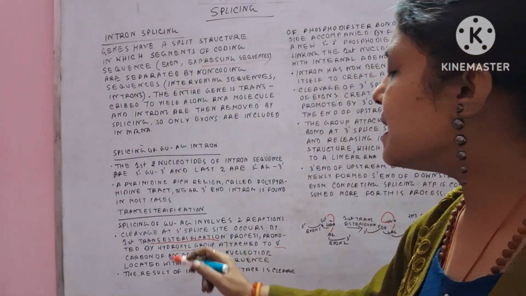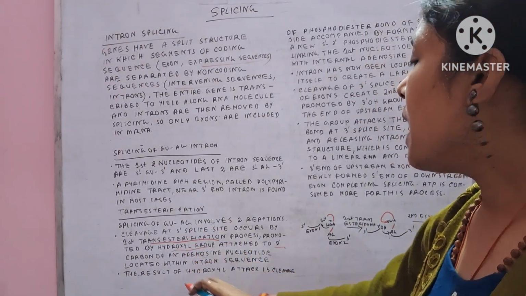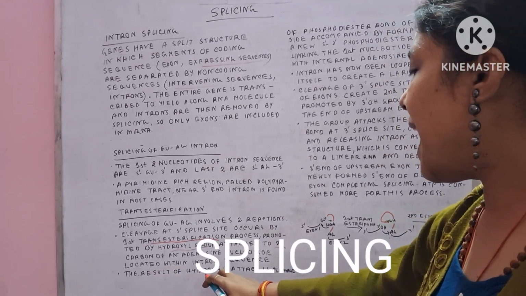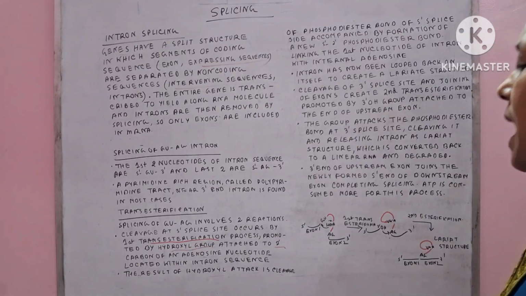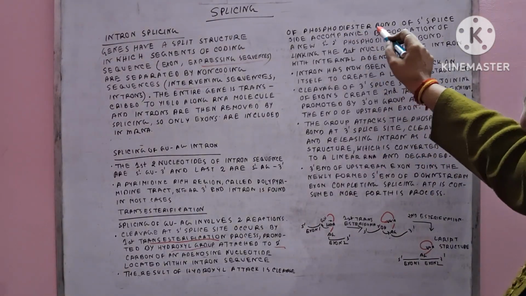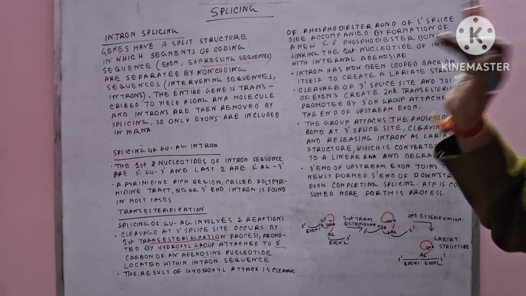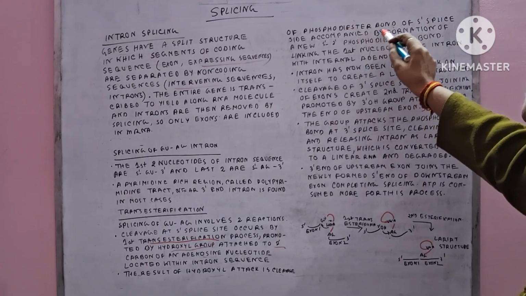Clear? And what is the result of that? The hydroxyl attacks the cleavage site, and the phosphodiester bond is broken. Where does the phosphodiester bond remain?